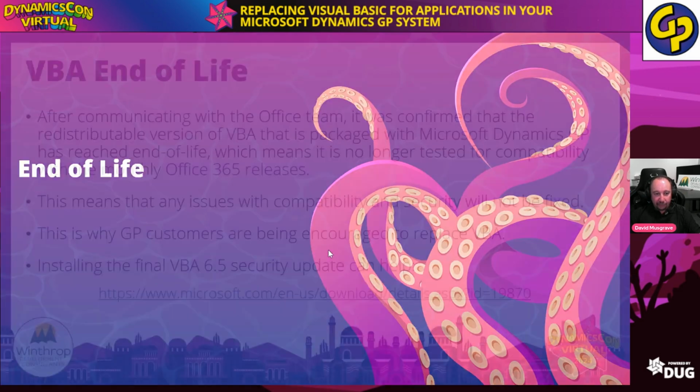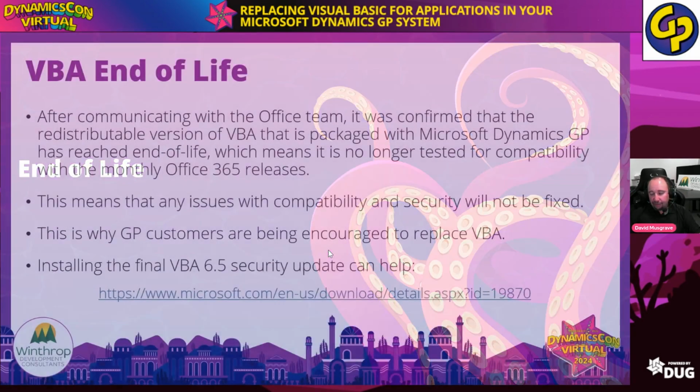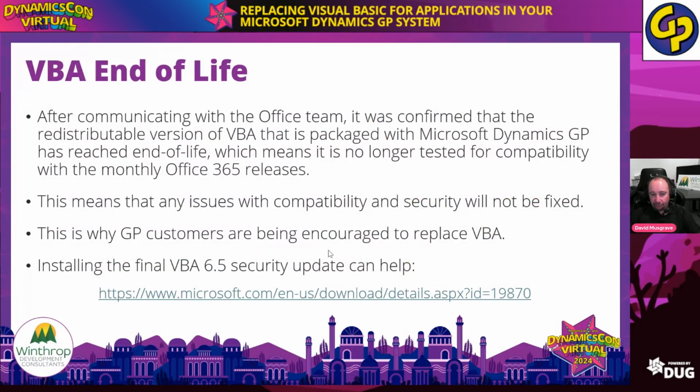So basically, the team in Fargo communicated with the Office team, and it was confirmed that the version of VBA that's packaged with GP has reached end of life and is no longer tested, which means that anything could go wrong or has gone wrong, and it won't work.